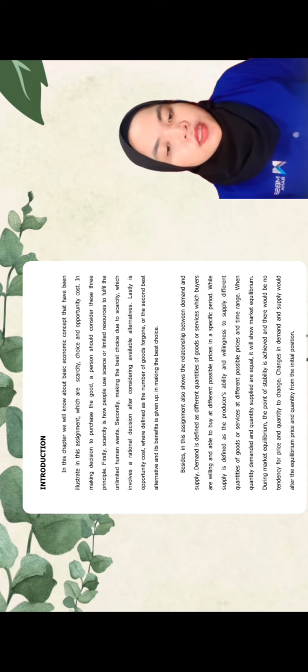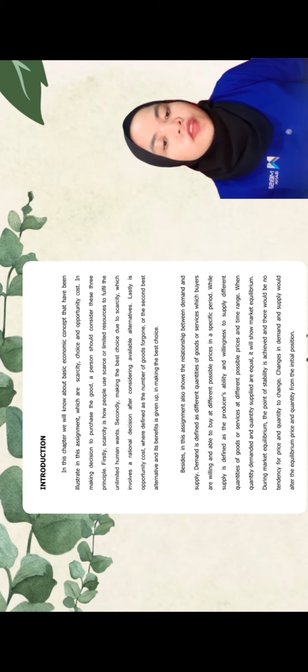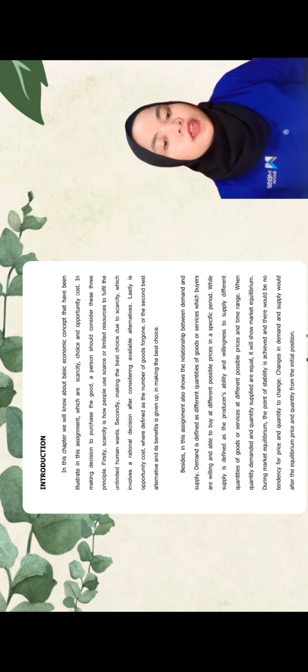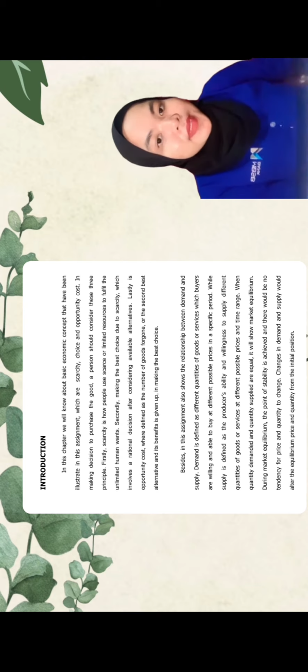Firstly, scarcity is how people use scarce or limited resources to fulfill the unlimited human wants. Secondly, making the best choice due to scarcity, which involves a rational decision after considering available alternatives. Lastly is opportunity cost, which is defined as the number of goods foregone or the second best alternative, and its benefit is given up in making the best decision.